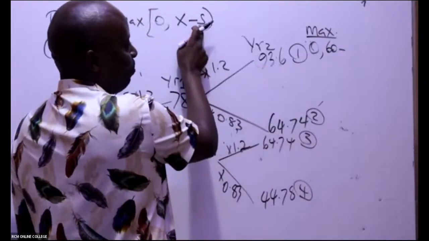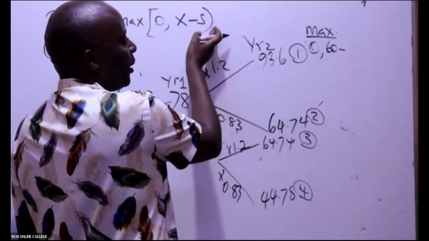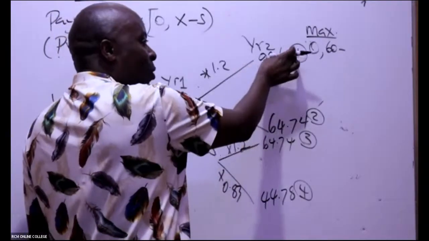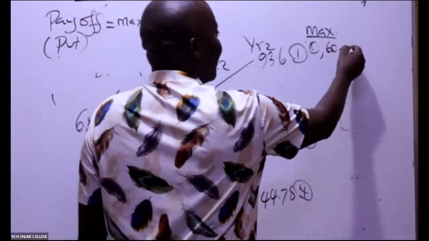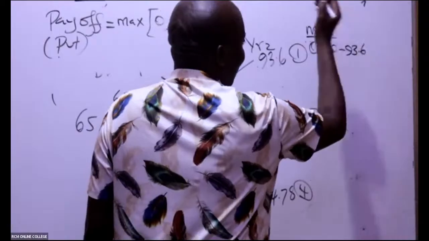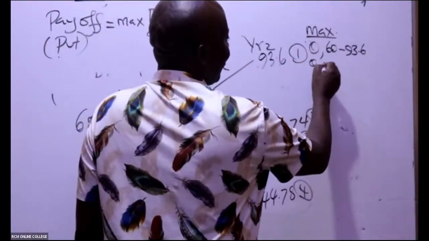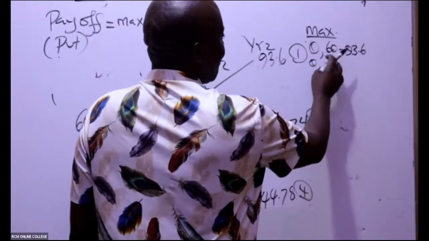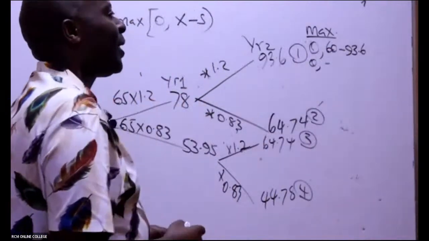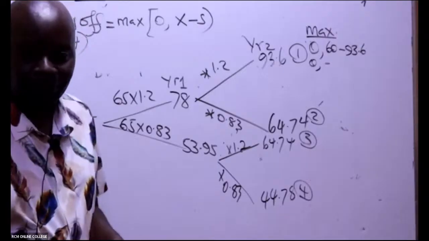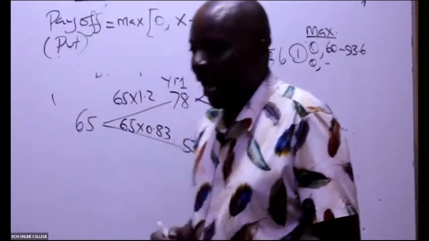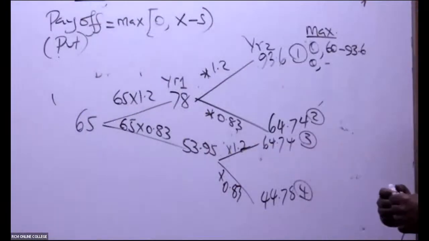This is stock, current stock. So current stock as per node 1 is 93.6. So can somebody give me this difference? So this will be 60 minus 93.6, which gives me what figure? It will be minus something, isn't it?